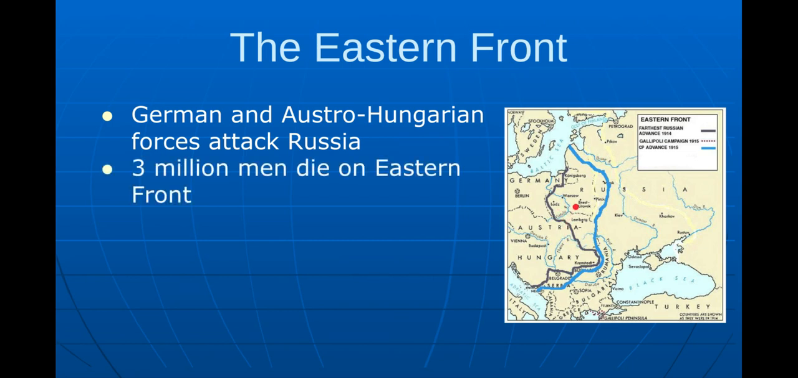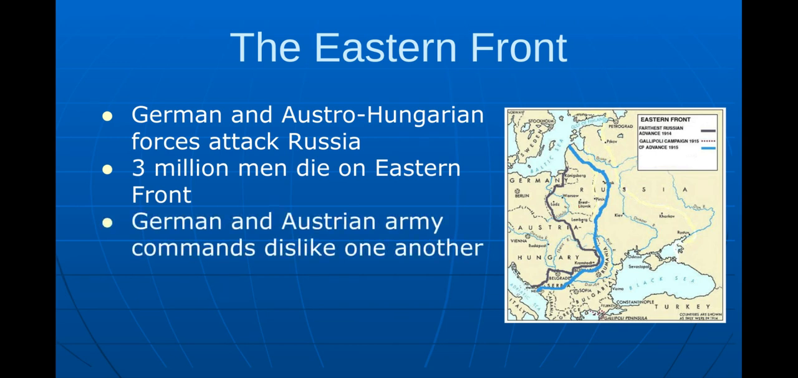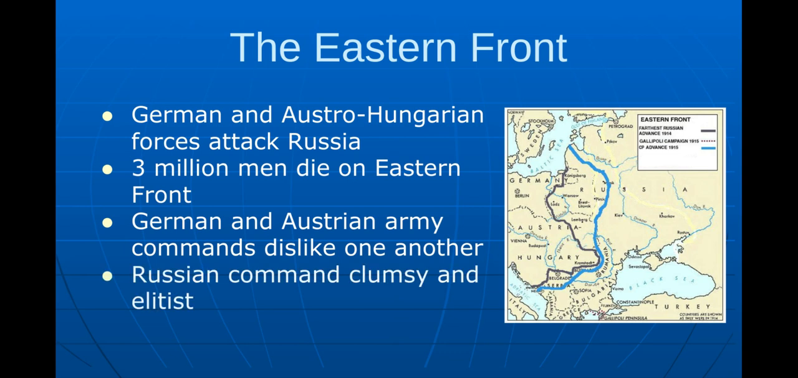In the end, about 3 million men die on the Eastern Front alone. The German and Austrian army commands don't really like one another. They are kind of rivals. I mean, they're cooperating in this battle, but each of them blames the other for any sort of misstep. And this creates a certain lack of cooperation between the two of them. Austria-Hungary will say, "No, we're going to push through," and Germany will go, "No, wait," and then vice versa.